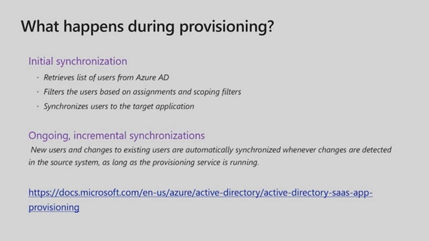Once this initial synchronization is complete, the provisioning service then goes into incremental sync mode, where it only makes changes to the target app based on changes to the assigned users detected in Azure AD. This can include detecting and provisioning a newly assigned user, updating user attributes such as names, roles, or contact information when the corresponding attribute changes in Azure AD, or disabling access when the user is unassigned from the app in Azure AD. For more detailed information on all operations performed by the provisioning service, please refer to the URL shown on the screen.